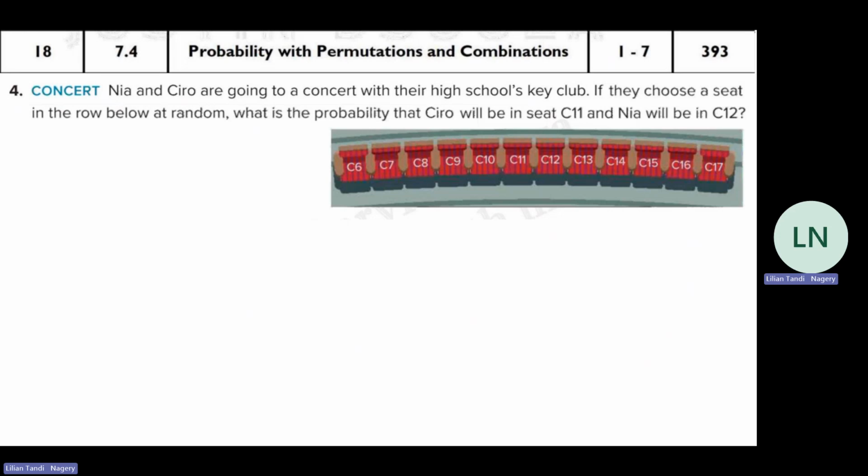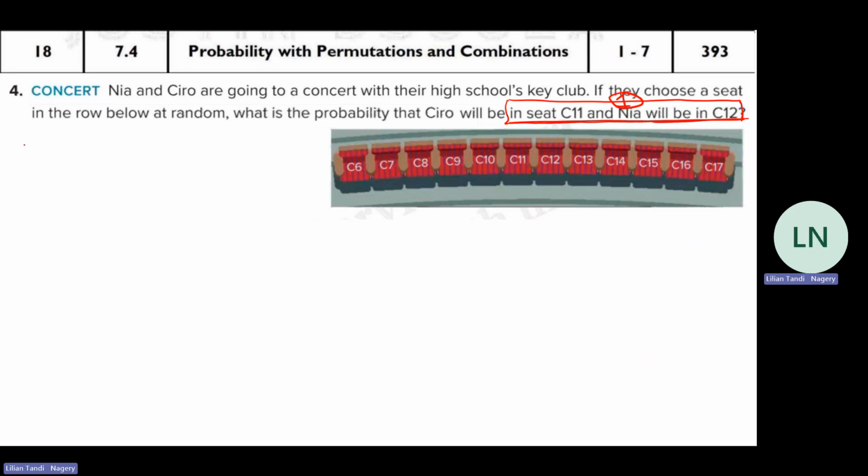All right. Nia and Ciro are going to a concert with their high school key club. If they choose to sit in the row below at random, what's the probability that Ciro will be seated in C11 and Nia will be seated in C12? So this order can only happen one time. And because it is an order, this is a permutation problem.